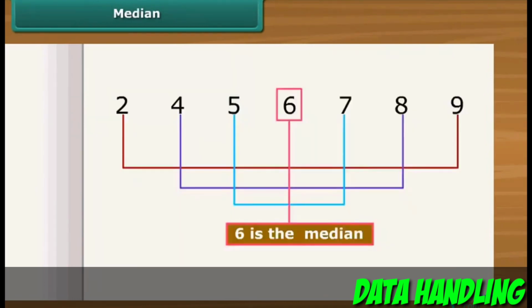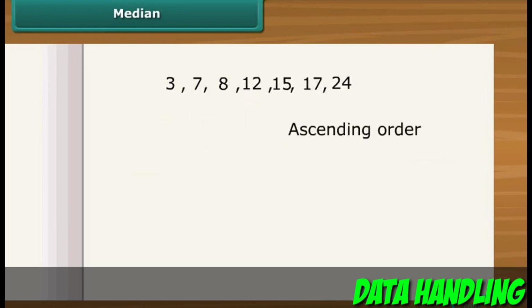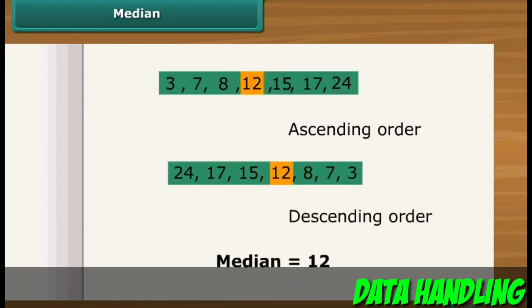Median is the value which lies in the middle of a group of numbers that have been arranged in order by size. Let us find the median of these numbers. Firstly, we need to put these numbers either in ascending order or descending order. You can see the middle number is 12. It has 3 numbers to its right and 3 numbers to its left, so the median is 12.